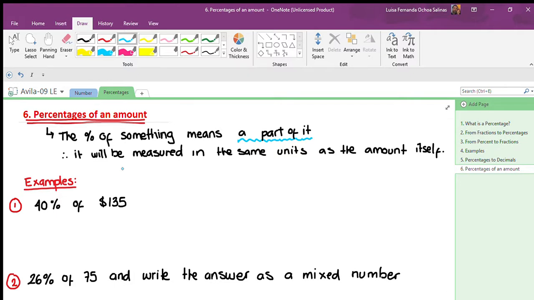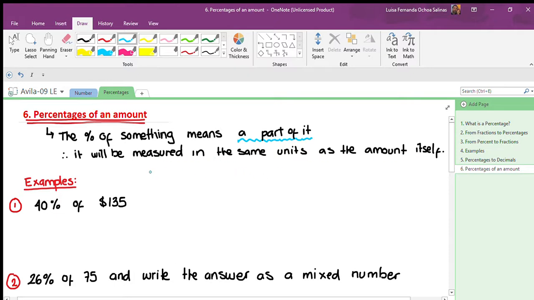In this video, we are going to talk about percentages of an amount. What does it mean when we talk about percentages of an amount? It simply means the percentage of something means a part of it. When we're talking about the percentage of something, we're talking of a piece, a part of it. Therefore, it will be measured in the same units as the amount itself.